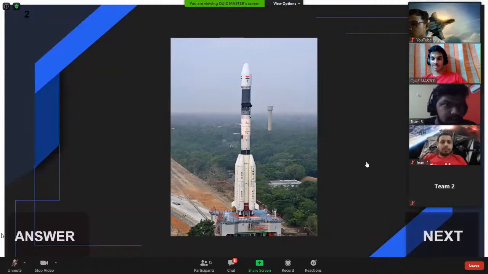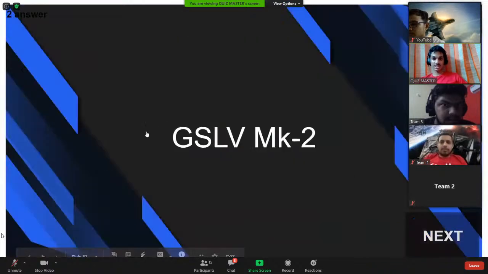Okay, so team 3 has some audio problems. Team 3 says the GSLV. Yep, close enough. The answer is the GSLV Mark II. Team 6 says the GSLV Mark III, which is close, but not what we were looking for. These are actually very different rockets. But I won't cut points for that because that was a good guess.